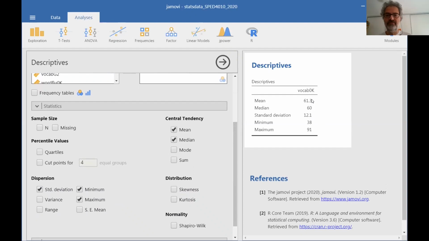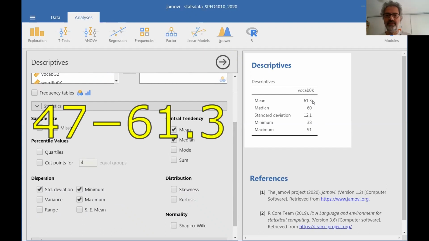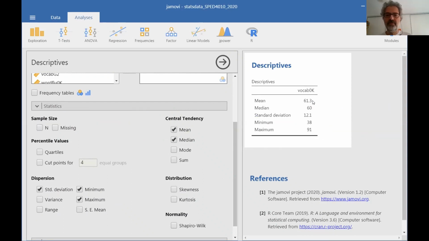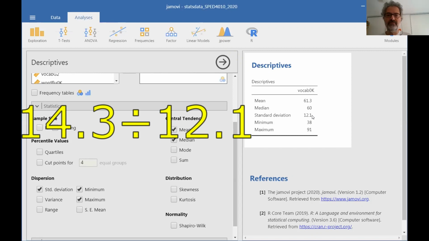So our score of 47 is 47 minus 61.3. That is more than 14 points below the mean. And 14 points below the mean is more than one standard deviation. In fact, by dividing 14.3 by 12.1, it turns out that this child with the score of 47 correct choices is actually 1.18 standard deviations below the mean.